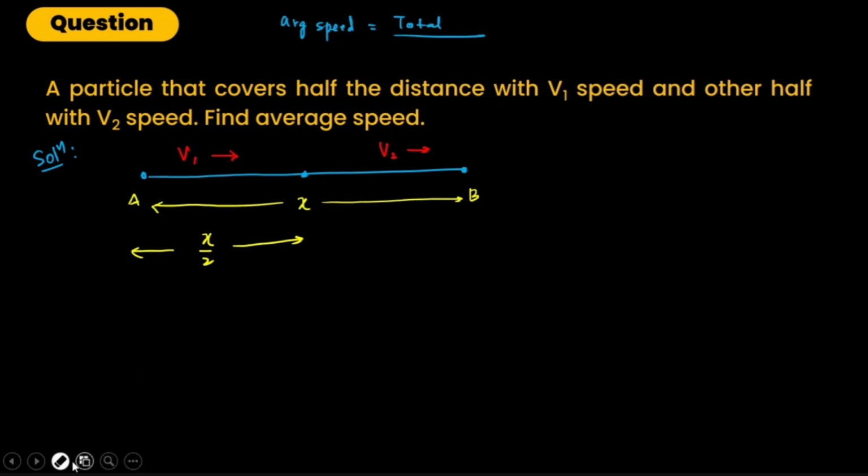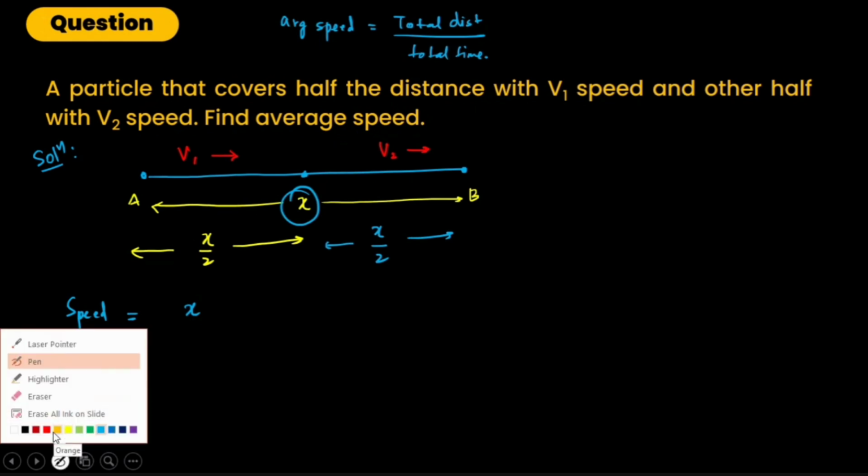So what should be the total distance here? Can you tell me? X. But just wait, x plus x by 2? No, only x. Initially x by 2 is part of it, because half of it was run by v1 speed and the other half was run by v2 speed. So total distance is x, and speed is x upon total time, we can write.